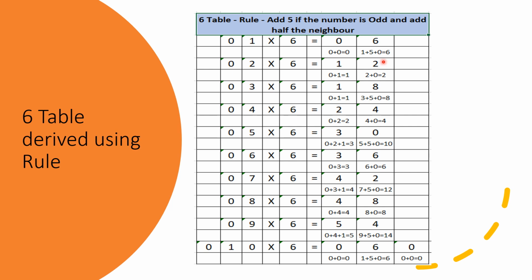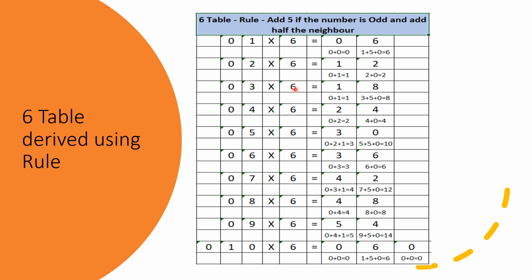As we saw earlier, we can derive the table using the rule. So here for 1 into 6, if we apply the rule, 1 is an odd number, so we'll have to add 5 and then half the neighbor is 0, so 1 plus 5 plus 0 equals 6. And here for the next digit 0, it is 0 plus 0 equal to 0, because half the neighbor of 1 is 0, and it's an even number, so you don't have to add a 5, so 0.